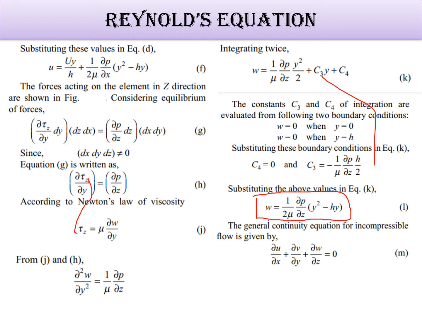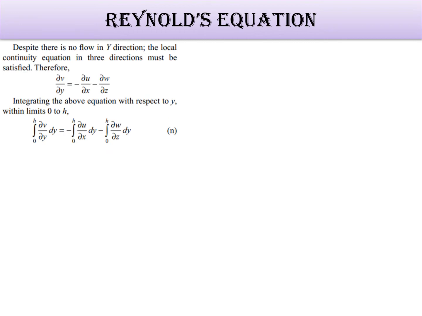The general continuity equation for incompressible flow is what? ∂u/∂x + ∂v/∂y + ∂w/∂z equal to 0. If this condition is there, so there is no flow in y direction. The local continuity equation in three directions must be satisfied. That is ∂v/∂y equal to minus ∂u/∂x minus ∂w/∂z.